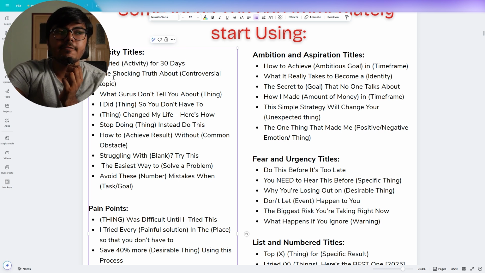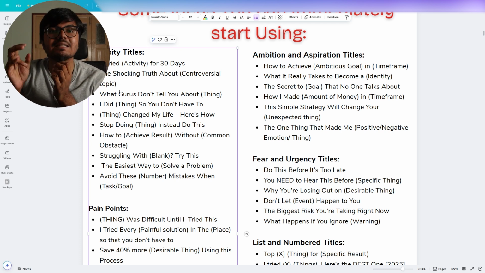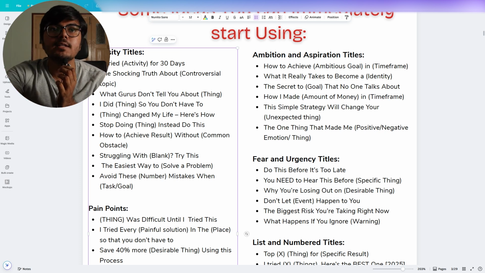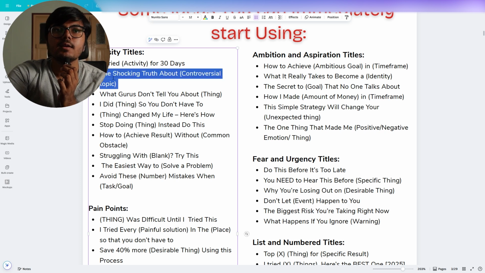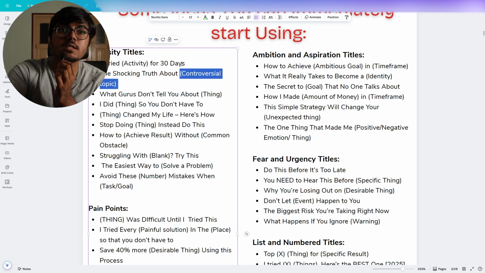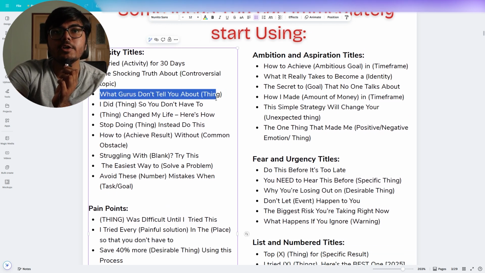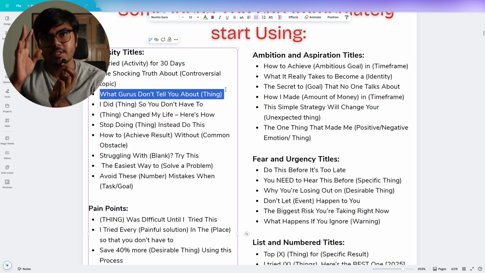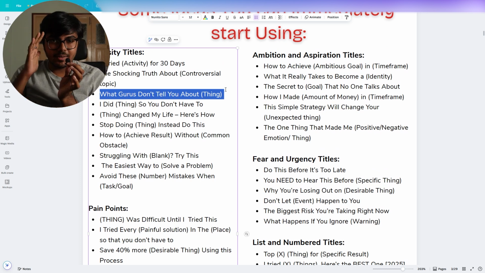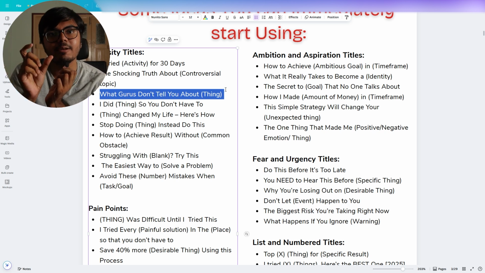Or if you have a shocking revelation, where you have a contradictory statement in the first two lines, then this will be a good choice, like the shocking truth about writing better hooks. This can be a good title for my video as well. Or what gurus don't tell you about writing hooks. I'm just talking about this video because that's the only thing that's coming to my mind, and you can go back and listen to the hook so I can tie everything properly with this one.